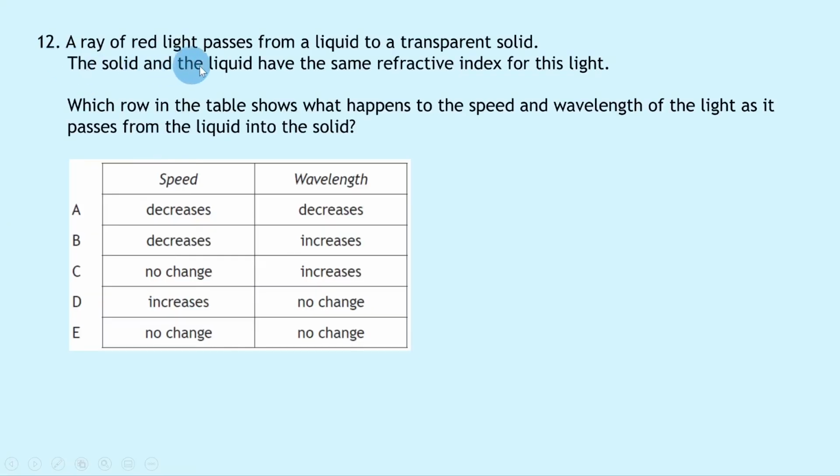Question 12 says a ray of red light passes from a liquid to a transparent solid. The solid and the liquid have the same refractive index for this light. Which row in the table shows what happens to the speed and wavelength of the light as it passes from the liquid into the solid? Well, because the solid and the liquid have the same refractive index for this light, then the red light is not going to be going from a more dense into a less dense material or a less dense into a more dense material. We can assume that the density is the same for these materials. So this means that the speed and wavelength of the light will be unchanged when the light goes from the liquid into the solid. So we should have no change and no change, giving us the answer E.